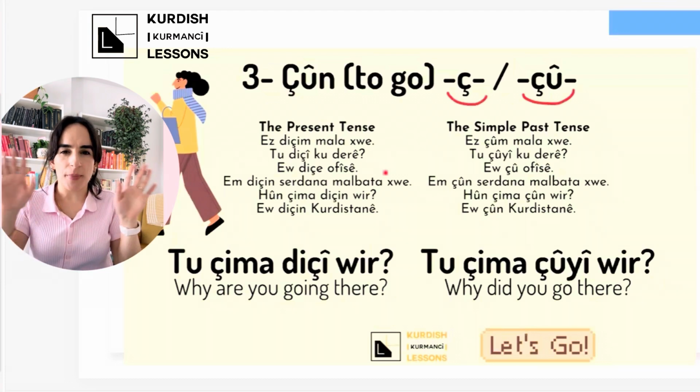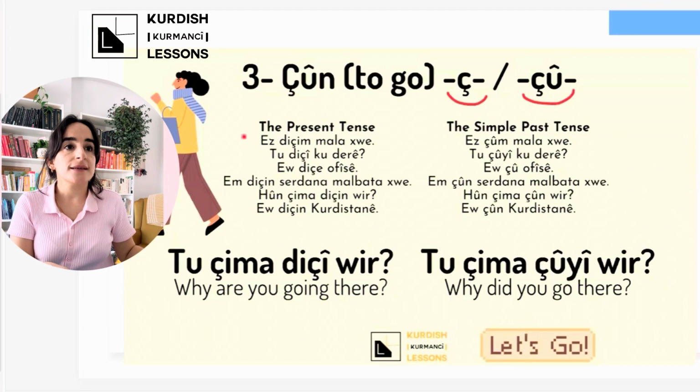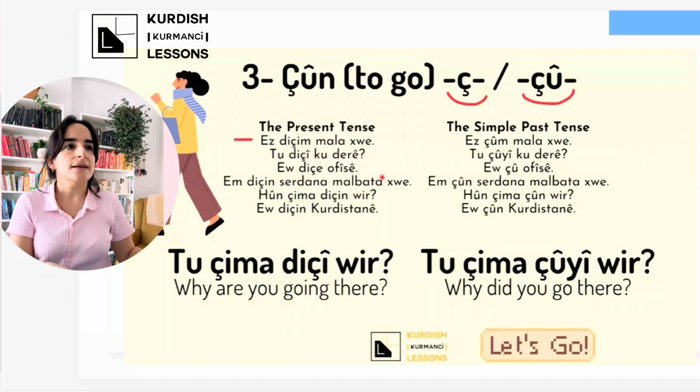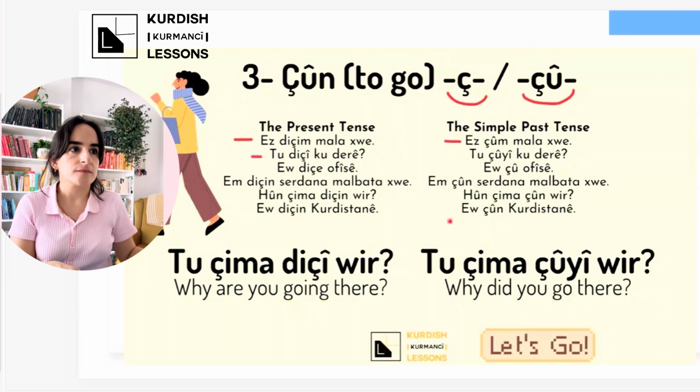So now we will compare almost the same sentences in different tenses. As chumalaho, I'm going to my place, my house. As chumalaho. To chikudere, where are you going? To chui kudere, where did you go?